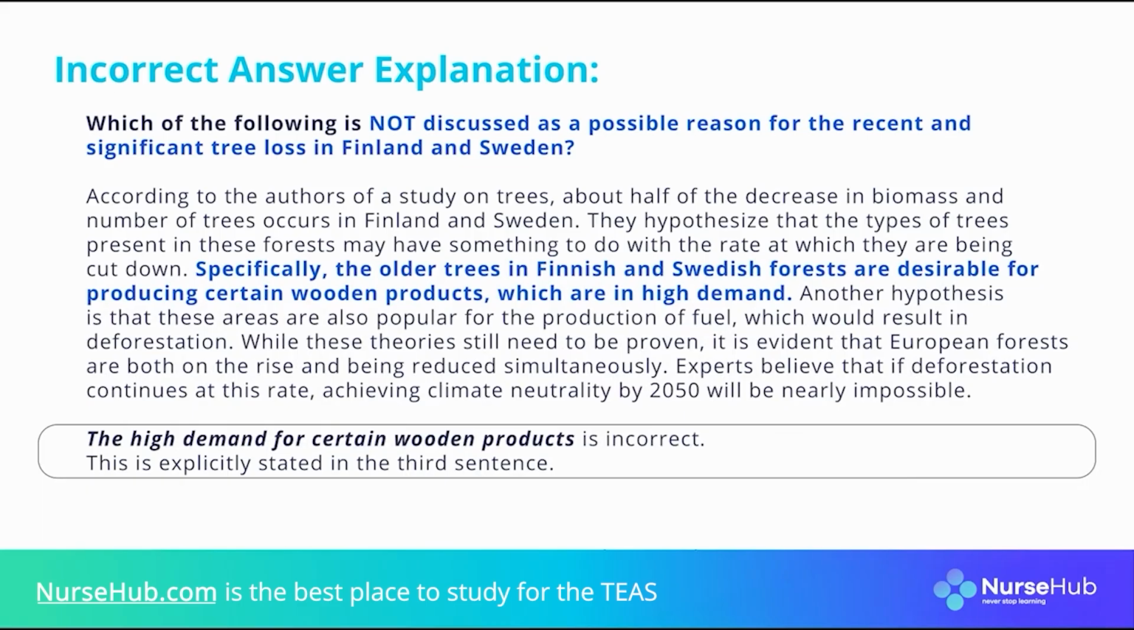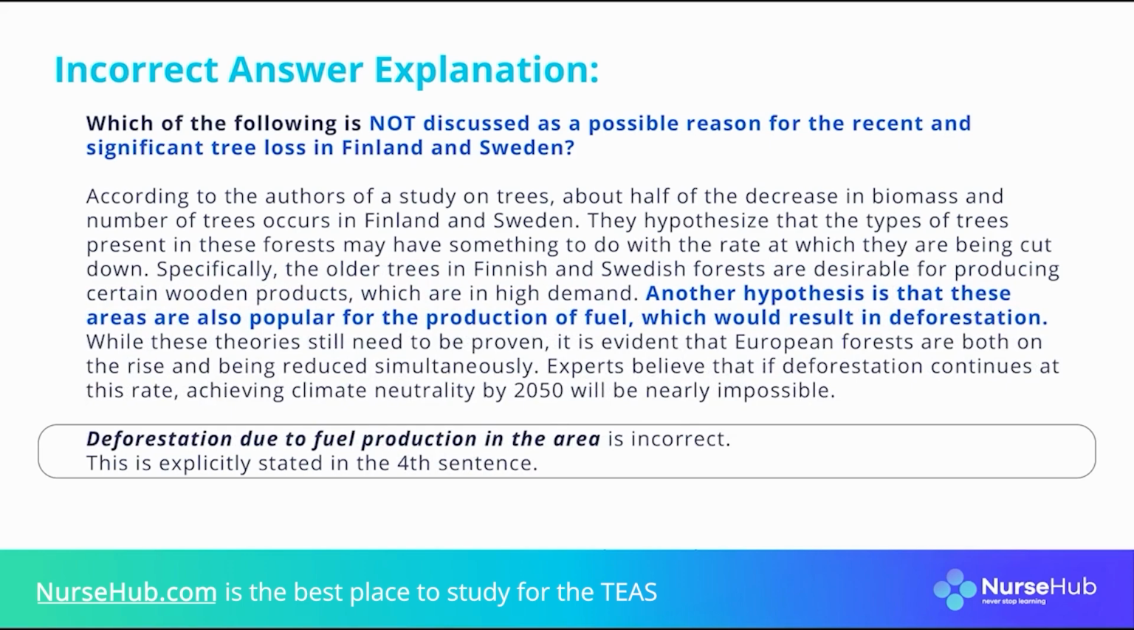Here's our next incorrect answer. The high demand for certain wood products. So this is explicitly stated in the third sentence and is highlighted on your screen. Last but not least, we have deforestation due to fuel production in the area. This is explicitly stated in the fourth sentence that is highlighted on your screen.